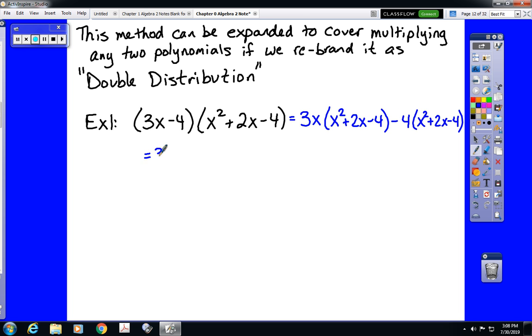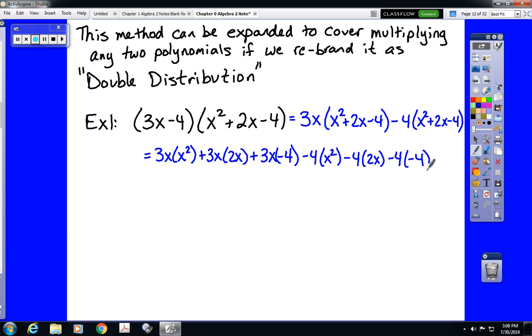So we'd have 3x times x squared plus 3x times 2x plus 3x times negative 4 minus 4 times x squared minus 4 times 2x minus 4 times negative 4. So all we're doing there is we distributed once, and now we're distributing again. Right? That's what we're doing. We're double distributing.